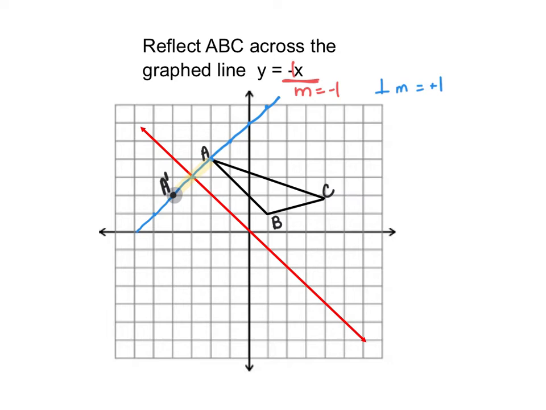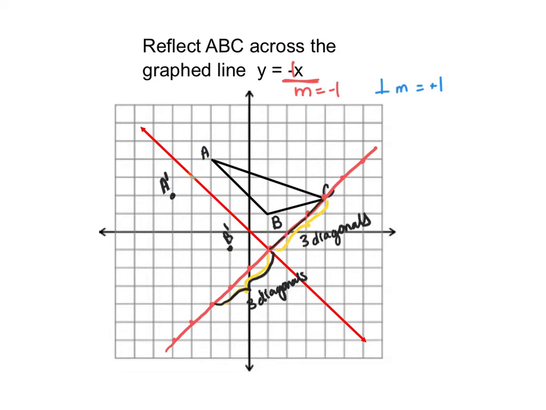I'm going to repeat this process for B. I'm going to draw a line with a slope of 1 that goes through B, and then I'm going to go equidistant on the other side of the red line. And then again, I'll do the same thing for C. I'll draw a line with a slope of 1 that goes through C, because again, that's perpendicular to my given line of -1 slope. And then I'm going to count and make sure I'm equidistant on the other side of that red line. And then I'm going to make sure that I go ahead and connect my sides, and include my prime notation in my answer.